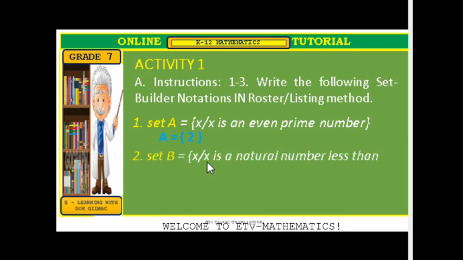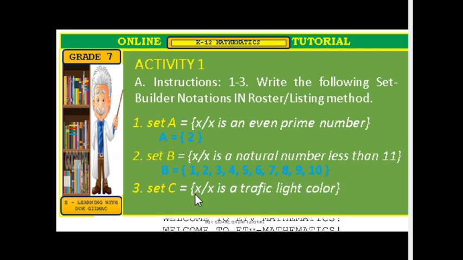Set B is equal to the set of x such that x is a natural number less than 11. Again, let's define first what is a natural number. When we talk about natural numbers, these are numbers that are counting numbers. So we start from 1, 2, 3, 4, 5, 6, and so forth and so on. So take note of that. Natural number is also known as counting number. So there are actually 10 elements of set B, which are 1, 2, 3, 4, 5, up to 10. Then we have set C is equal to the set of x such that x is a traffic light color. So there are only 3 elements, okay, which are green, yellow, and red.